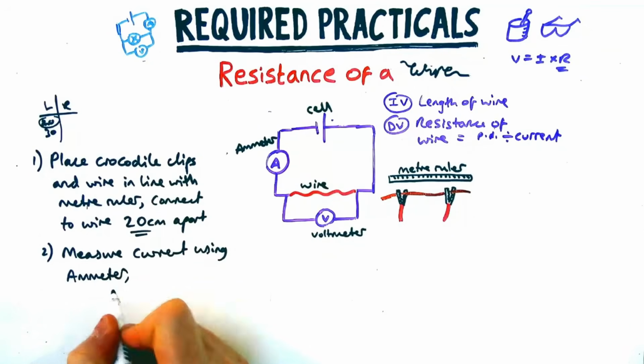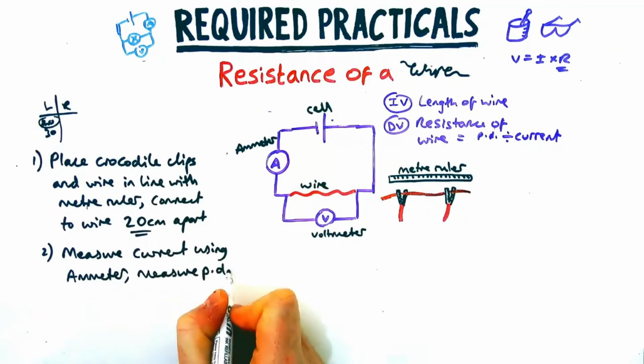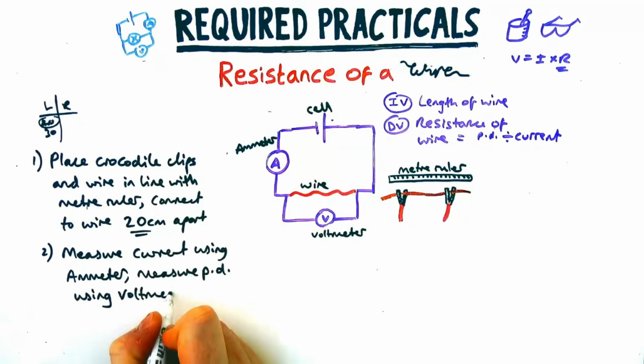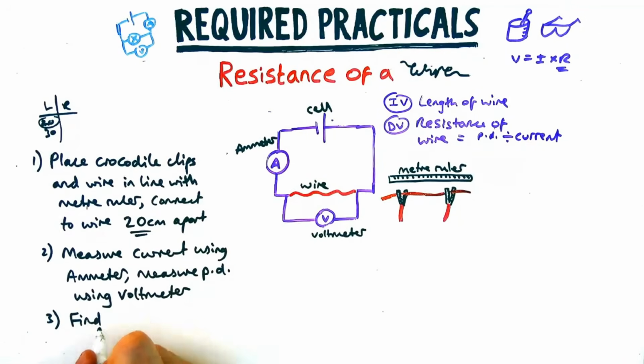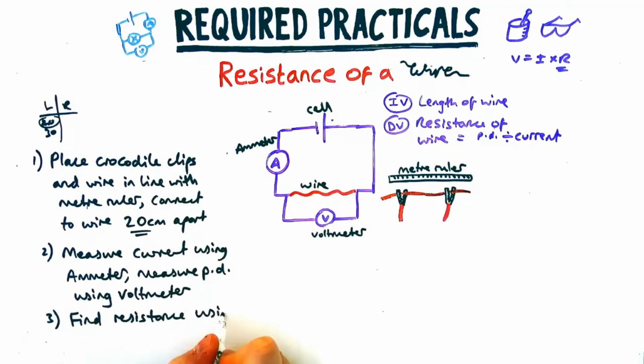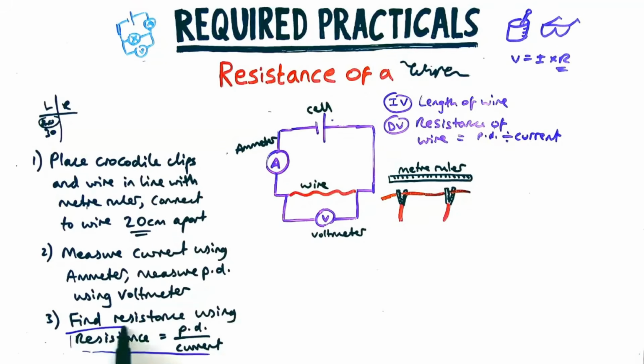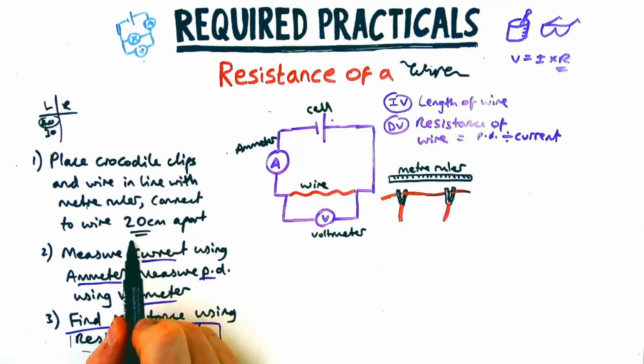Next, we're going to be really explicit and mention our equipment. We're going to measure the current using an ammeter. We're going to measure potential difference using a voltmeter. Nice easy marks there. Then find the resistance using the equation I mentioned earlier: resistance equals potential difference divided by current. That's how we find the resistance with those two measurements.